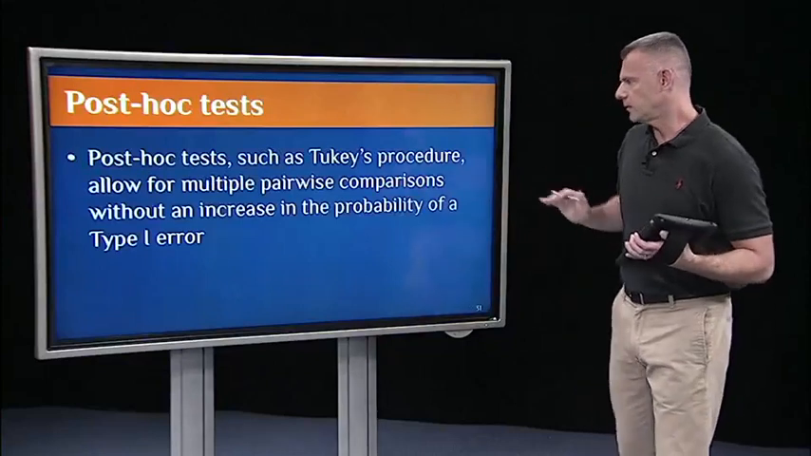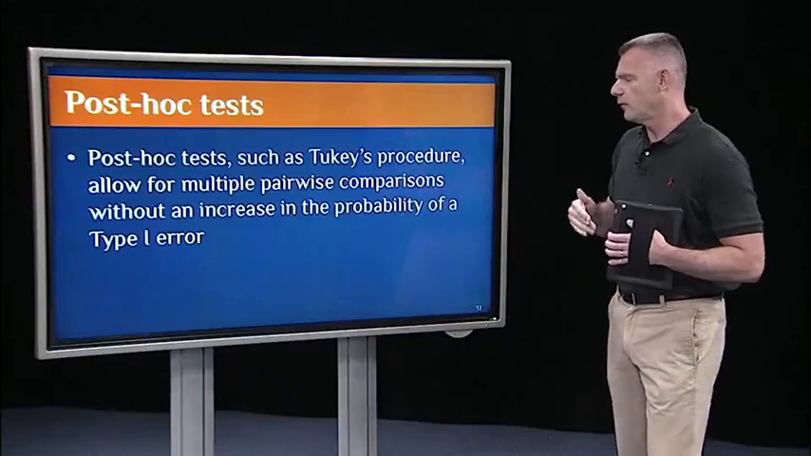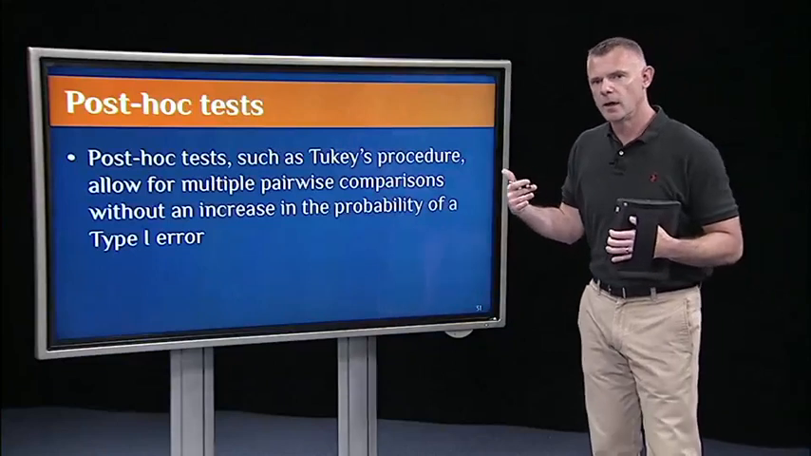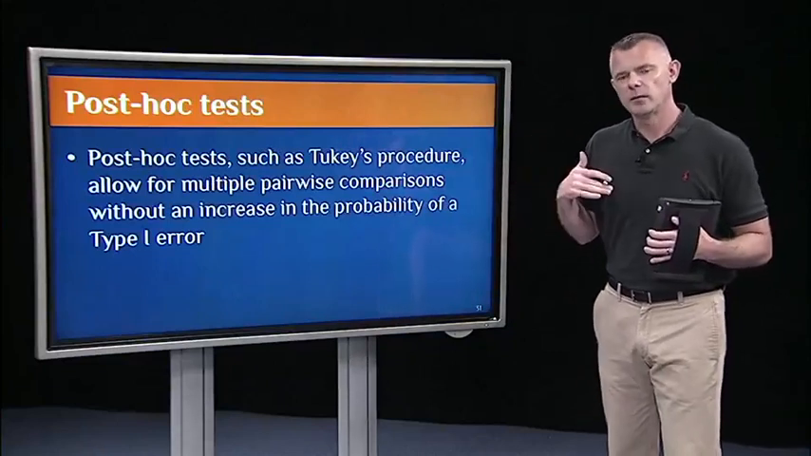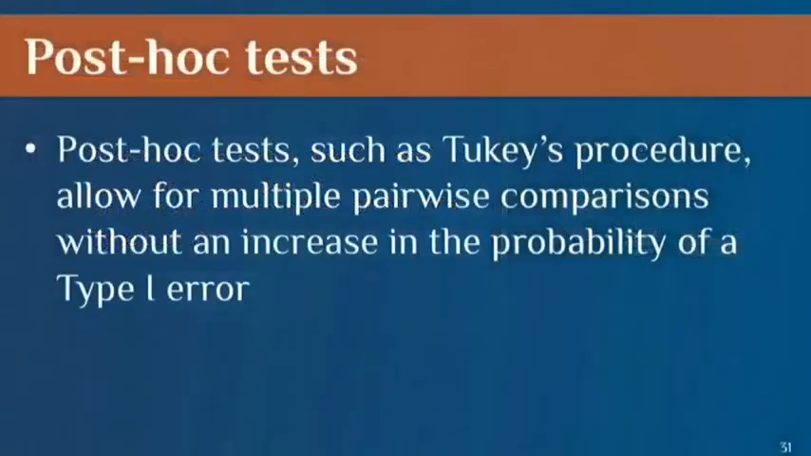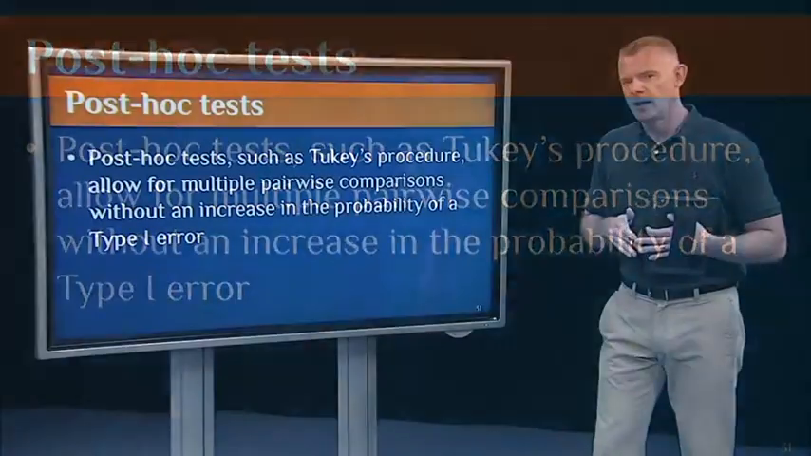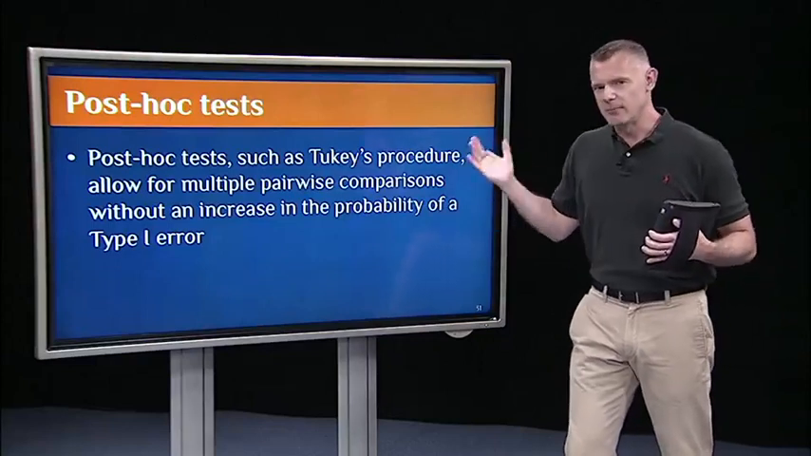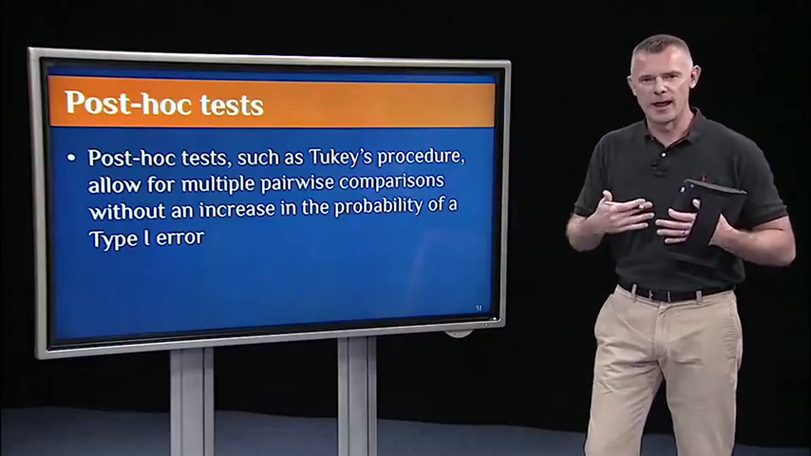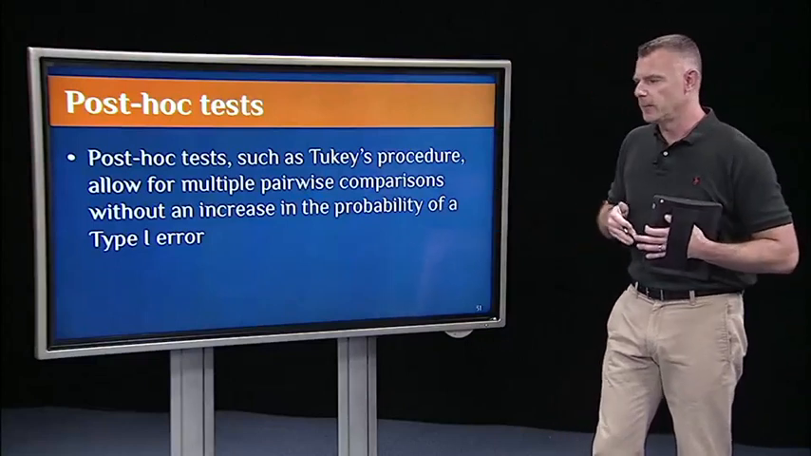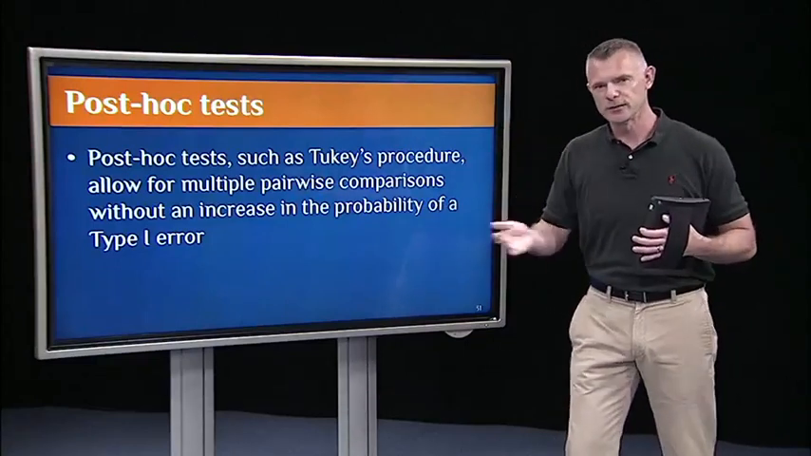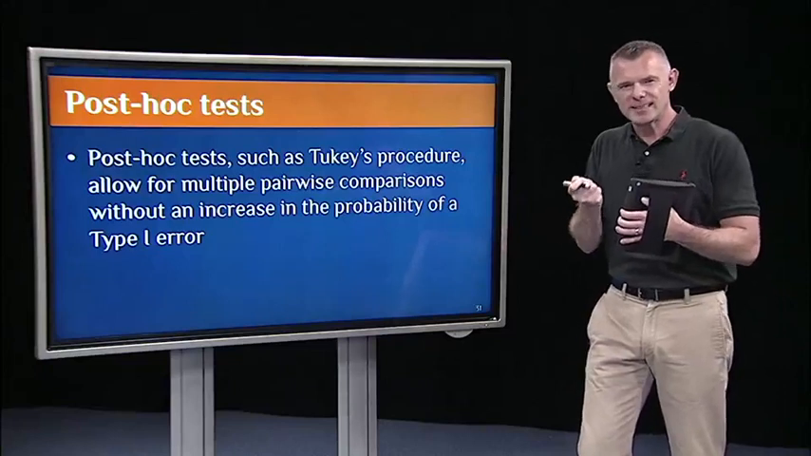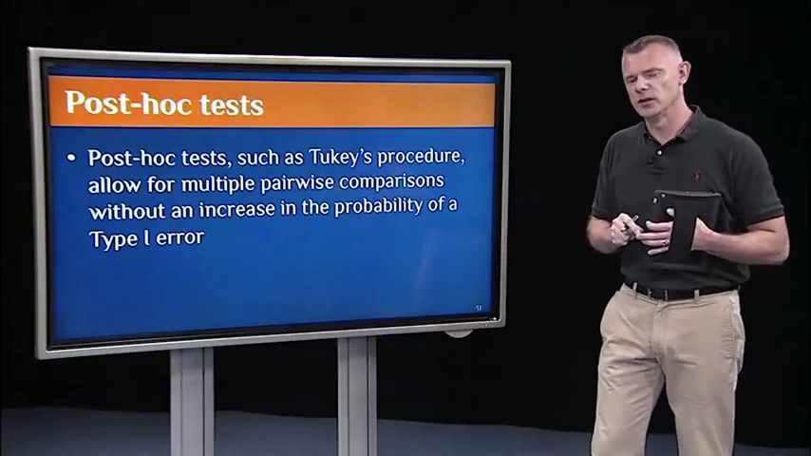So post hoc tests such as Tukey's procedure allow for multiple comparisons, but they don't inflate the probability of a type 1 error. So they're constructed to protect against that inflation of type 1 error by adjusting the p-values. As a result, there are lots of different procedures. So Tukey is named after John Tukey, a statistician who actually worked here at Princeton. And there are a slew of procedures that all vary slightly in how they do this adjustment.